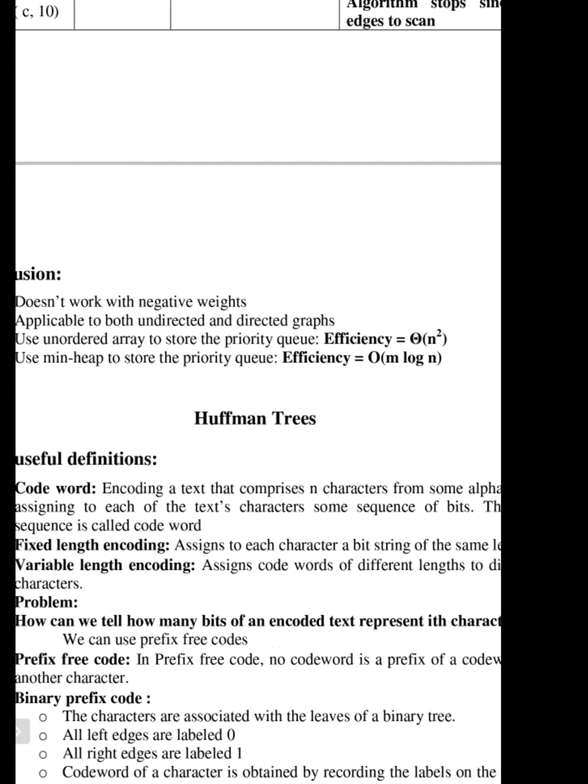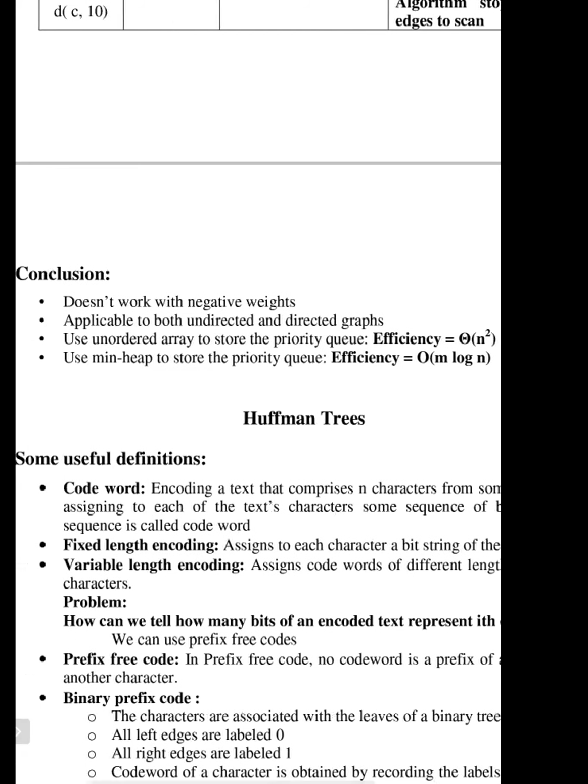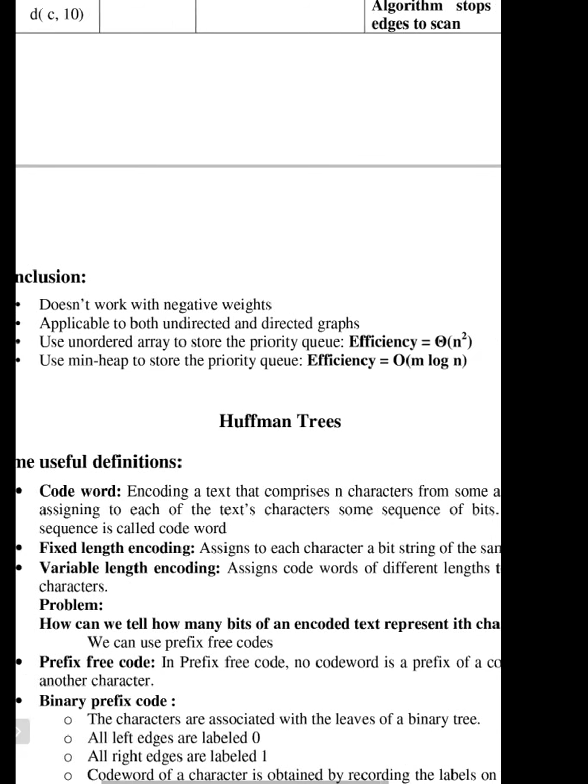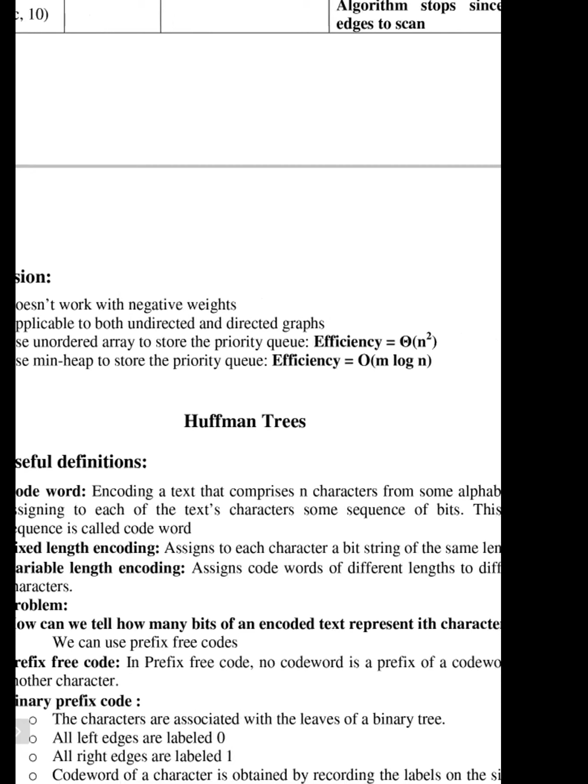But which one is the better one? Obviously, it depends on the value of m and n. If m is lesser than n, obviously the second one is better, because logarithmic time complexity is always better than quadratic time complexity. So it is faster. The m log n, if you use the min-heap, is faster than the first one, which uses an unordered array.